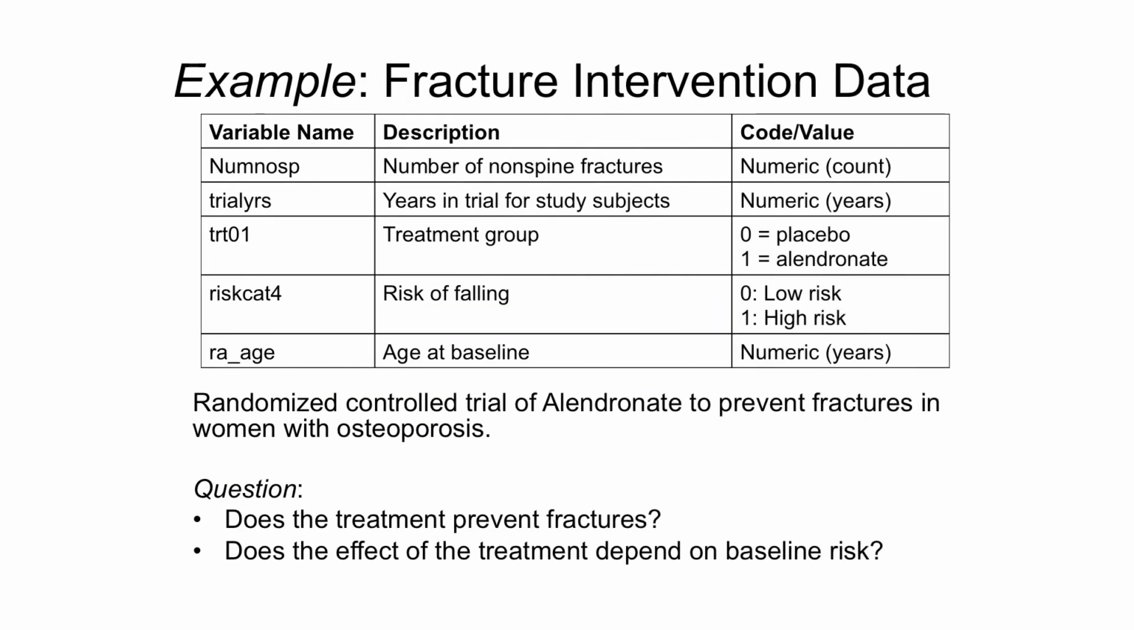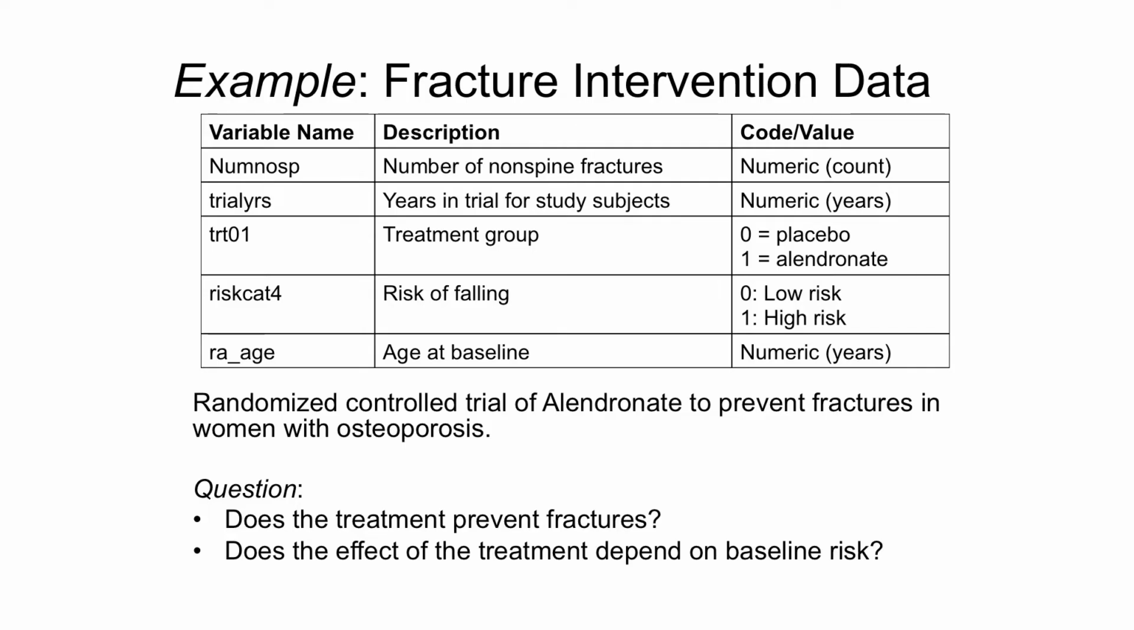So let's turn to an example using fracture intervention data. The study is a randomized controlled trial of alendronate to prevent fractures in women with osteoporosis. Our research questions are, does the treatment prevent fractures? And does the effect of treatment depend on baseline risk? So just by looking at the variables that we have available in the dataset, you can get an idea of what we're likely interested in modeling.